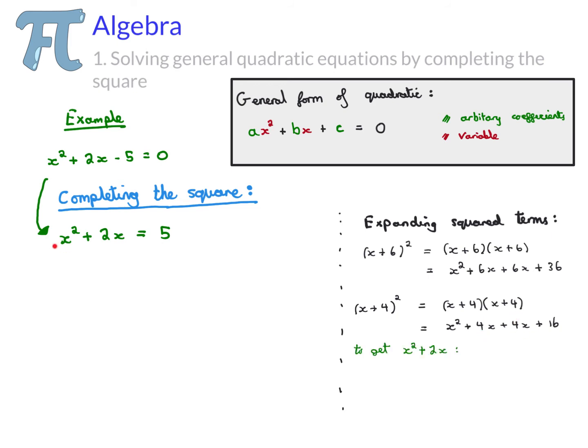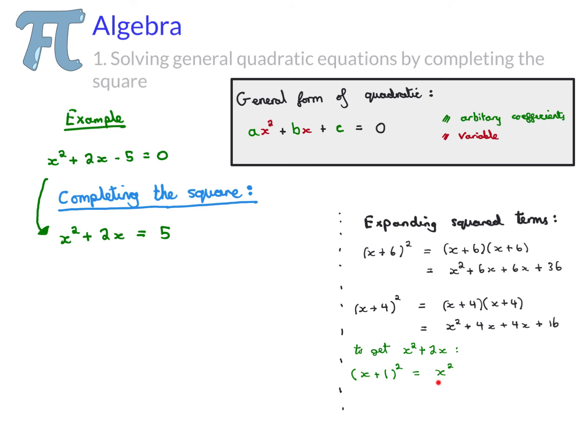Since we want to replicate x squared plus 2x in a way involving a squared term, we would put x as the first term to guarantee the x squared when we multiply it out. And the number here would be such that two lots of it will give 2. Two lots of 1 is 2, so we put a plus 1 in the bracket.